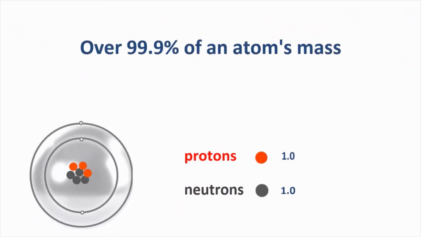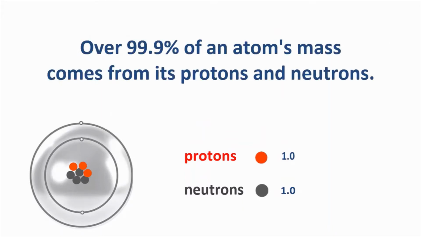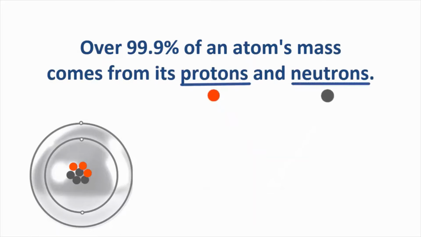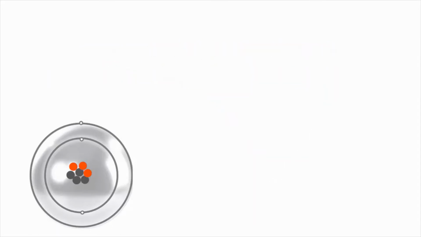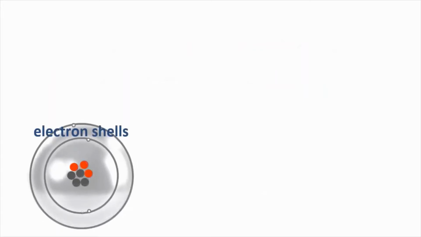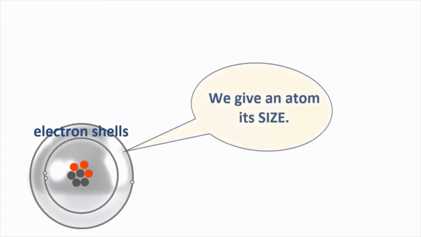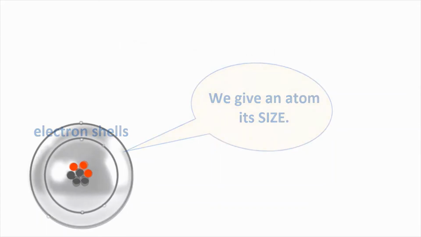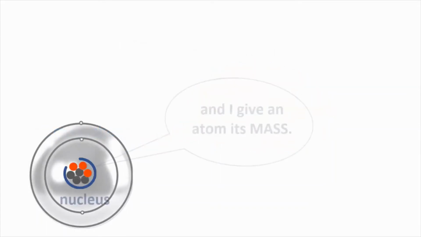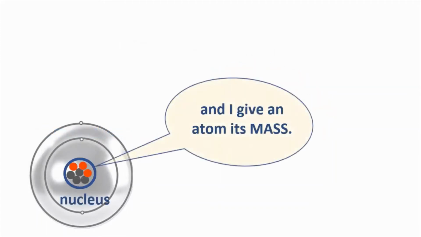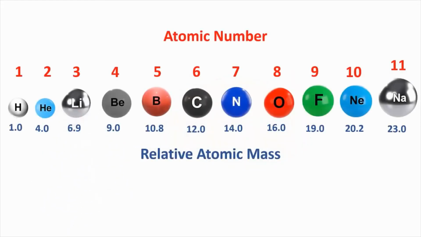Over 99.9% of an atom's mass comes from its protons and neutrons. We can say that most of an atom's size comes from its electron shells, whereas most of its mass comes from its nucleus. Cool. Let's look inside a few atoms.